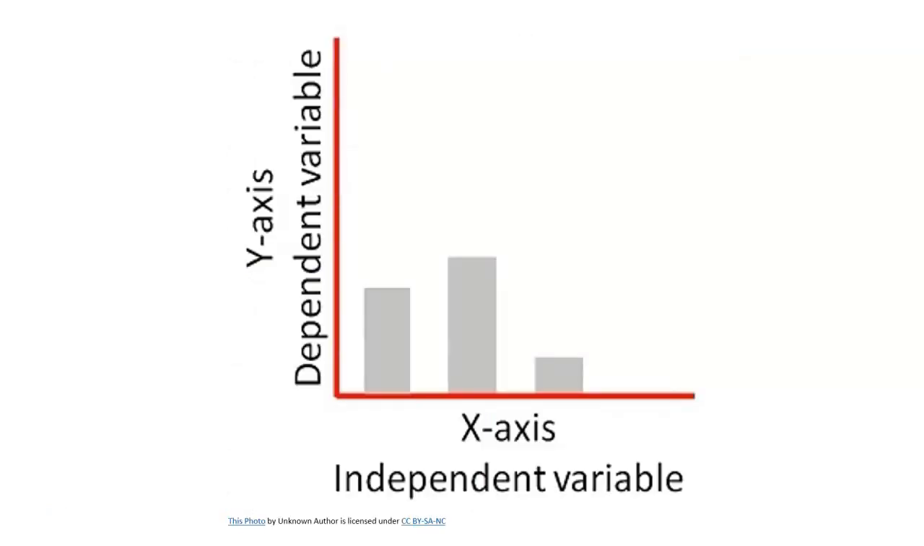Now, when you're constructing your graph, it is customary to plot the independent variable, or the quantity under the control of the person. The independent variable is what someone can change, right? You're going to plot that along your x-axis. Your dependent variable depends on the changes of the independent variable.